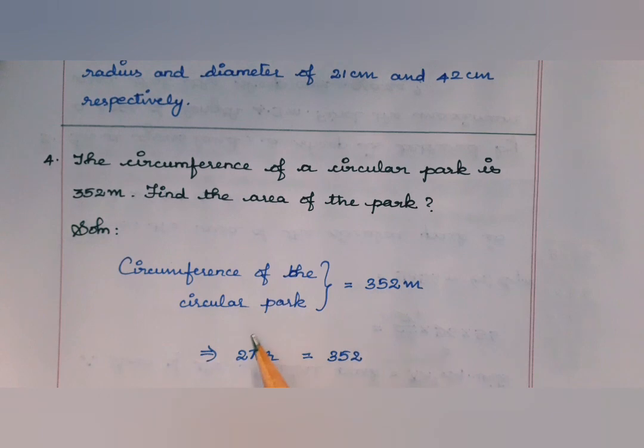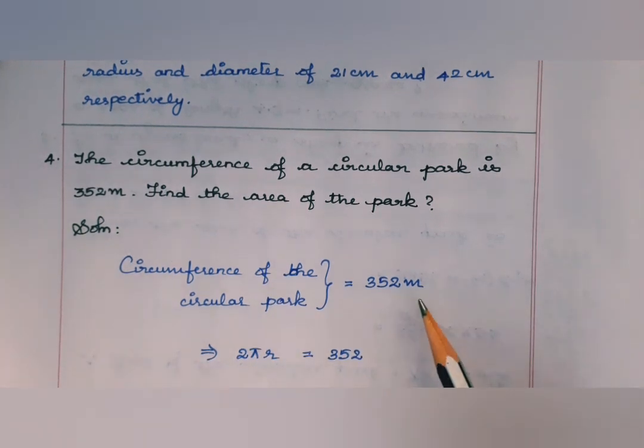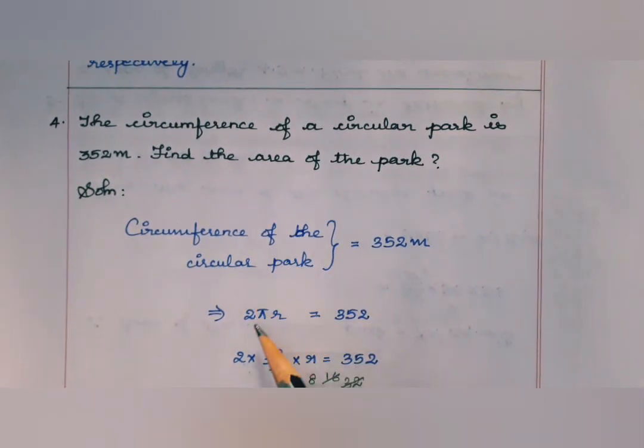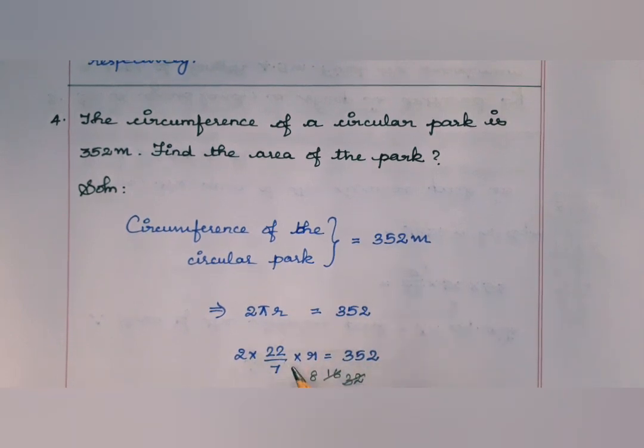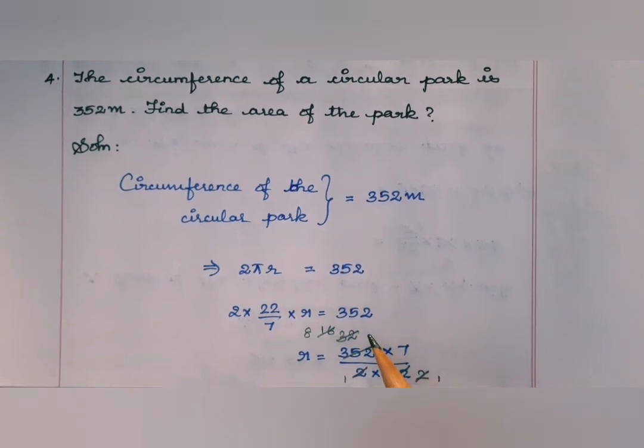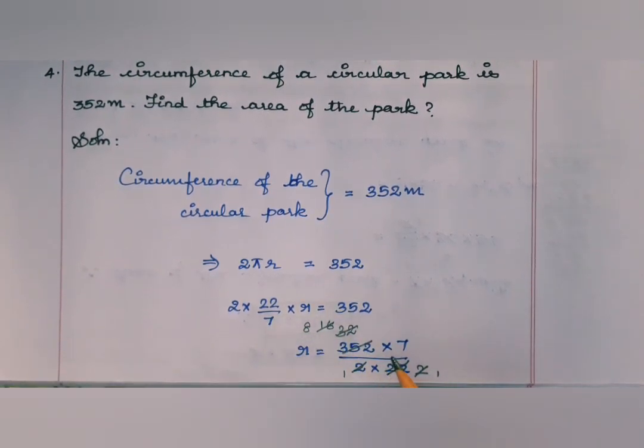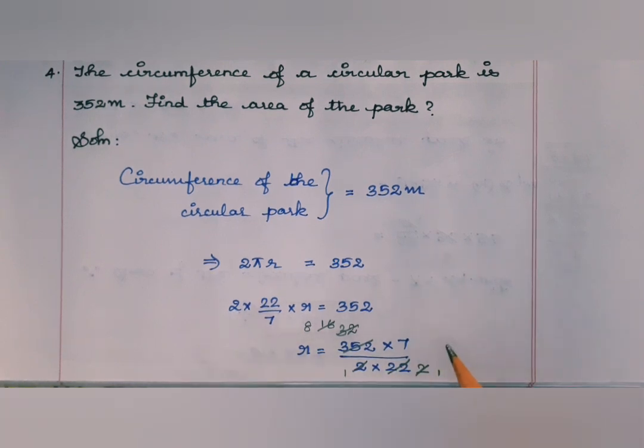Clear? Circumference of the circular park is equal to 352 meter. Since the circumference formula is 2 pi r, which is equal to 352, 2 into 22 by 7 into r is equal to 352. Take the 22 by 7 to the other side, it becomes 7 by 22, and when you take 2 by 1 to the other side, it becomes 1 by 2. So this 22 and 2, which are in the numerator, when they go to the other side, become the denominator, and the number in the denominator, when it goes to the other side, becomes the numerator.